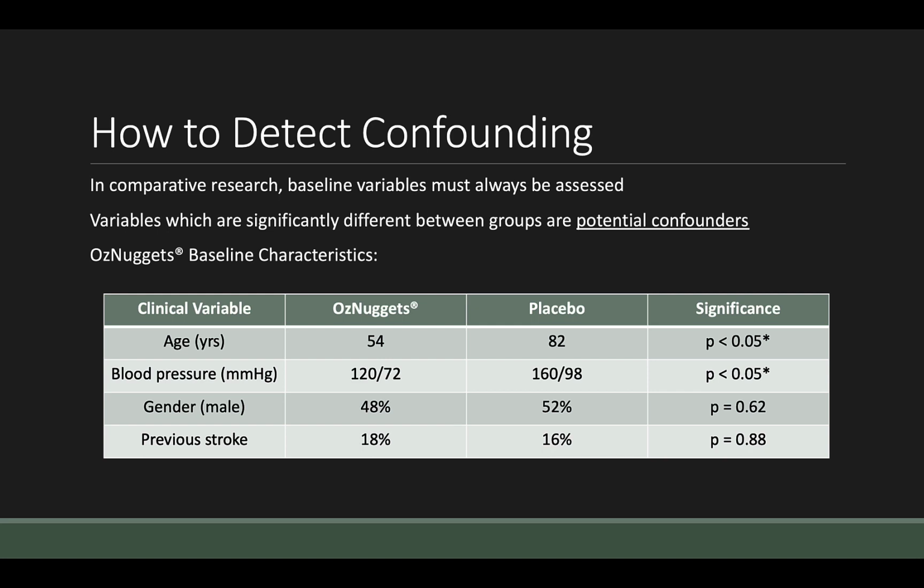Let's pretend that for Dr. Oz's study, the following baseline characteristics were assessed: age, blood pressure, gender, and previous stroke. Patients who took Oz nuggets were much younger. We can see that from our significance test p-value, which is less than 0.05. That means that there's a statistically significant difference between those two groups. Baseline blood pressure is also much lower in the Oz nuggets group. That could be associated with the outcome of heart attack.